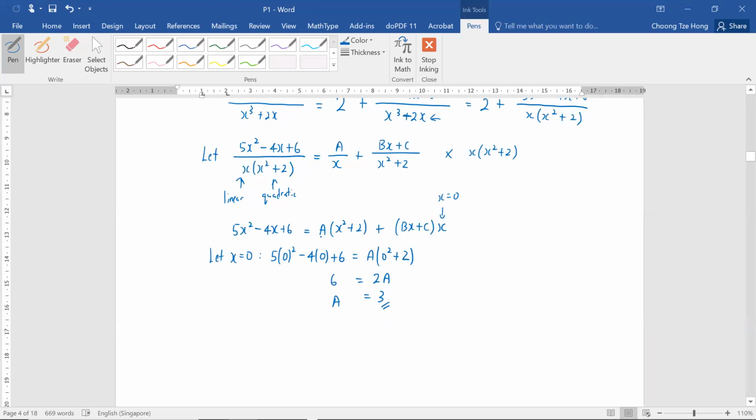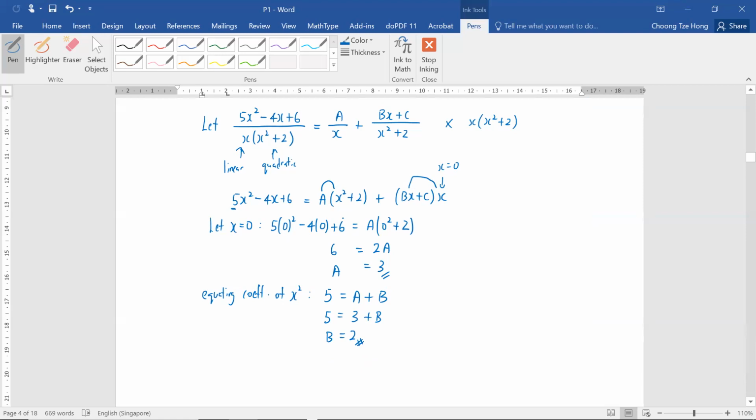Then to find B and C, I think the fastest way would be to equate coefficients. For B, we will equate the coefficient of x². On the left side, the coefficient of x² is 5. On the right side, this times this, you will get Ax², so the coefficient of x² is A. Then this times this, you will get Bx², so the coefficient of x² will be B. So over here, we get 5 equals 3 plus B, so B equals 2. So we found A and B.